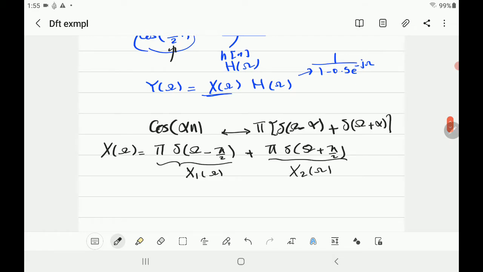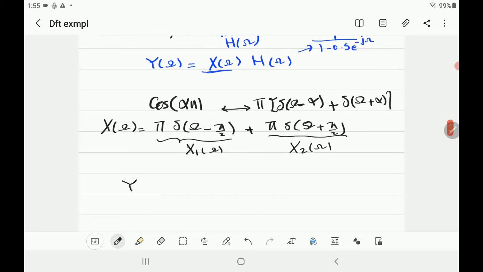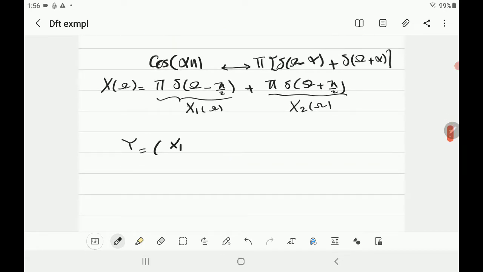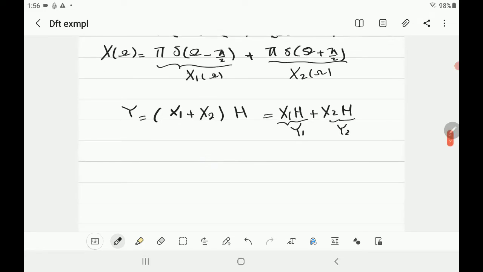Now I want to put X here with H, so I will have Y. I will not write omega to make it fast. Y is equal to X, and you know X is equal to X1 plus X2, times H. So you have X1 H plus X2 H. This one, call it Y1, and this one call it Y2. I will take the first one. Y1 is equal to X1 times H, and this is pi delta omega minus pi over 2 times H of omega.